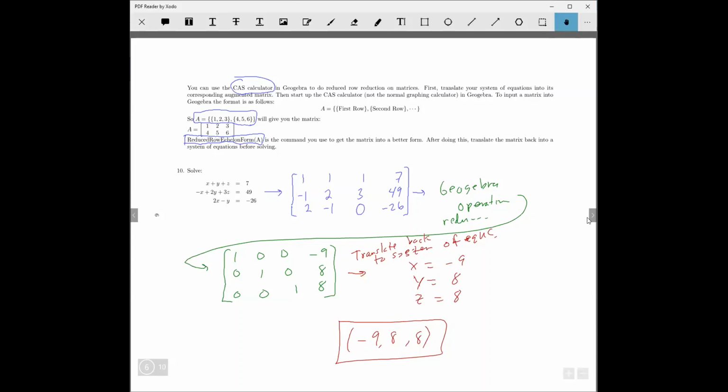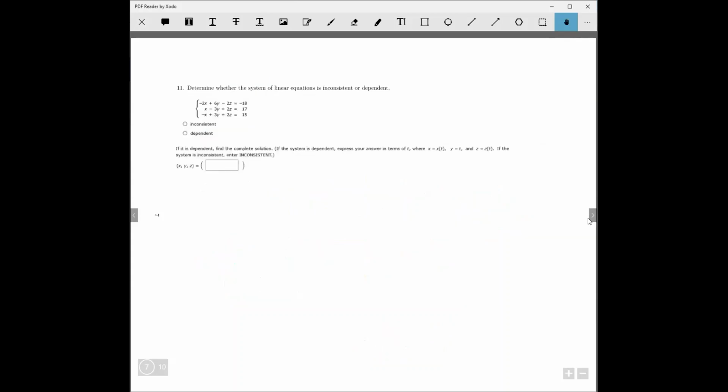Okay, so let's do another one. Number 11. So again, we're going to translate it from equations into a matrix. So -2, 6, -2, -18 for the first row. The second row is 1, 3, 2, 17. Third row is going to be -1, 3, 2, 15.